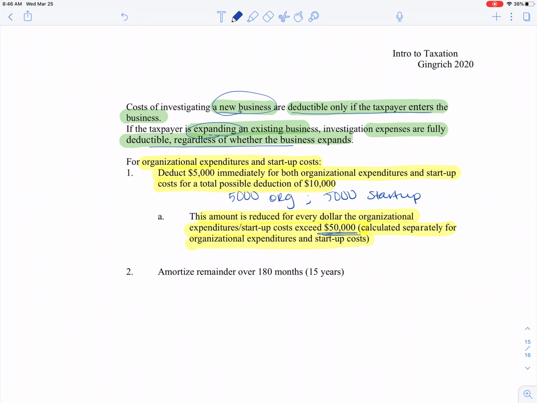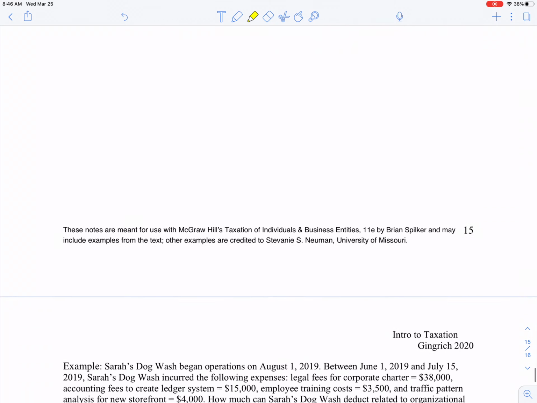So when it says that you can deduct up to $5,000 immediately, they're just letting you recover some of that cost quickly. You're going to amortize the remaining amount, whatever you didn't get to immediately deduct, over time, but we would rather get the cost recovery faster. And whatever's left, we amortize over the remaining 180 months. All right, so let's see what this looks like.